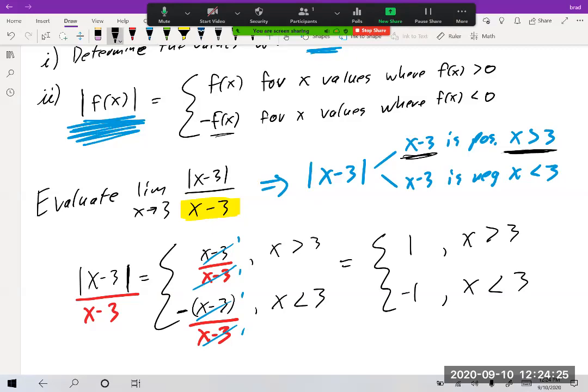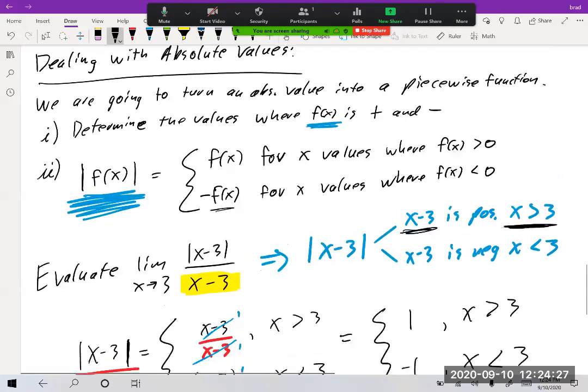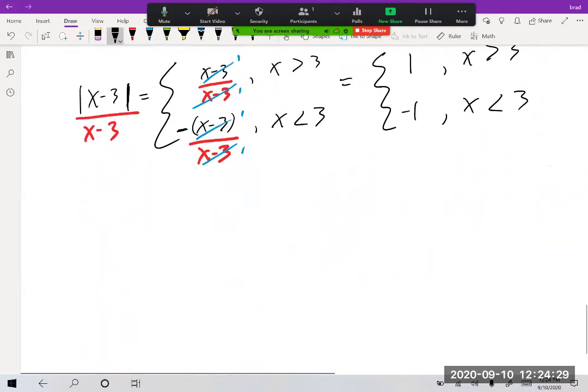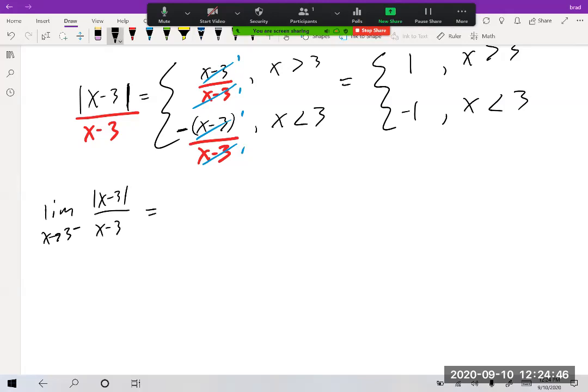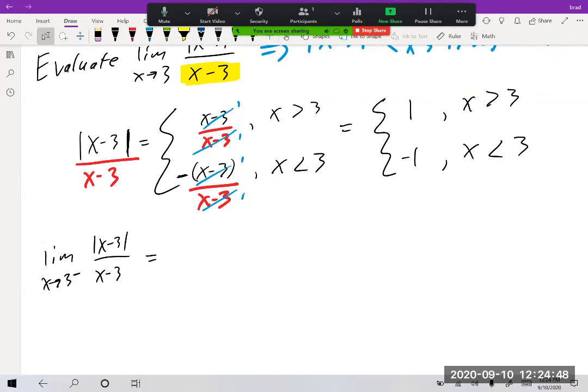Now they want to know the limit as x approaches 3. Remember I told you guys that when you're dealing with piecewise, you normally have to do a left hand and a right hand limit. So I'm going to do the limit as x approaches 3 from the left of f of x. I'll write it out just so you guys can see it: absolute value of x minus 3 over x minus 3. Well, from the left, what value is to the left?